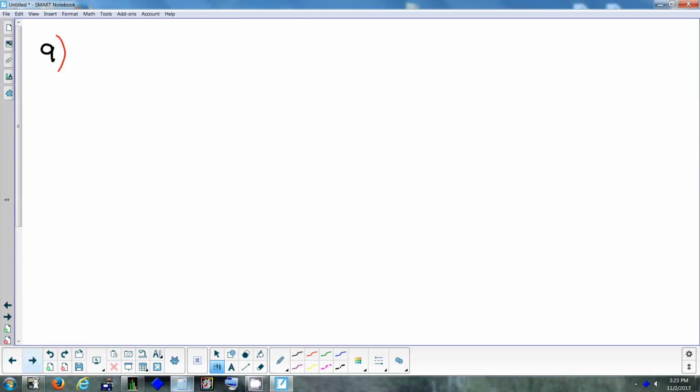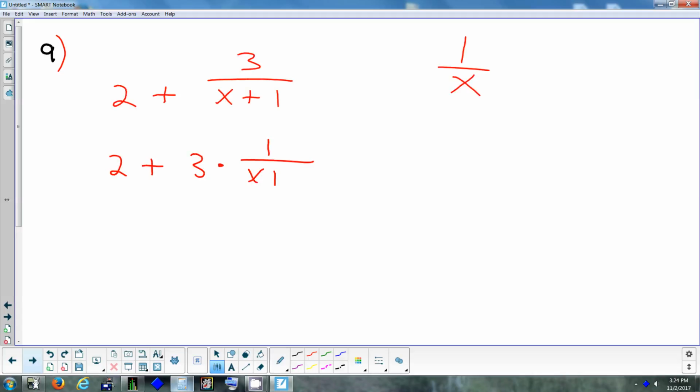Okay, transformations. Let's say you had this: 2 plus 3 divided by x plus 1. Compared to this, how many transformations are happening? Three things are happening there. Another way, if it's confusing like that, is you could think of it like this. That's the same way.